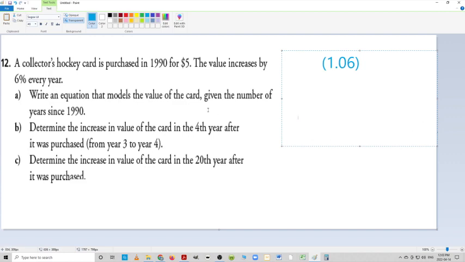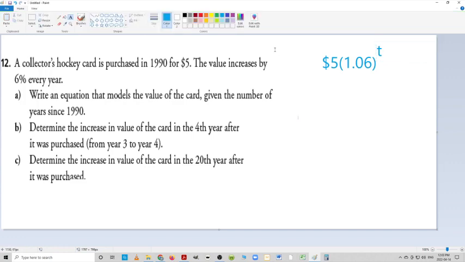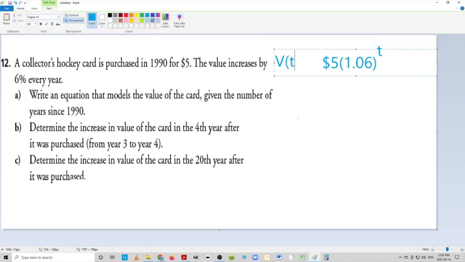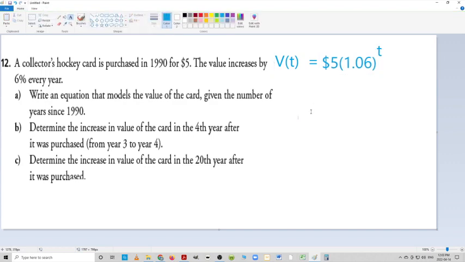And we're going to put it to the, what was the initial value? It's $5. And it increases every year, right? Yeah, 6% every year. So that means the new value, based on time and years, is going to be equal to that. Write an equation that models the value of the card, given the number of years, 1990. So 1990 represents year 0. Determine the increase in value of the card in the 4th year after it was purchased, from year 3 to year 4.